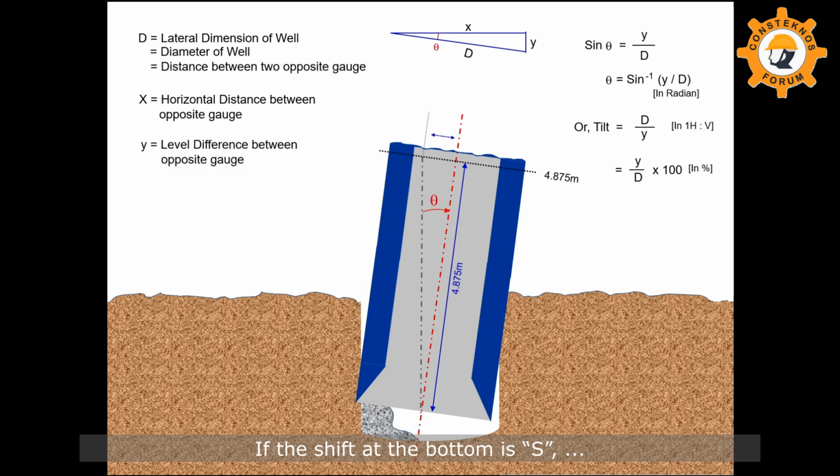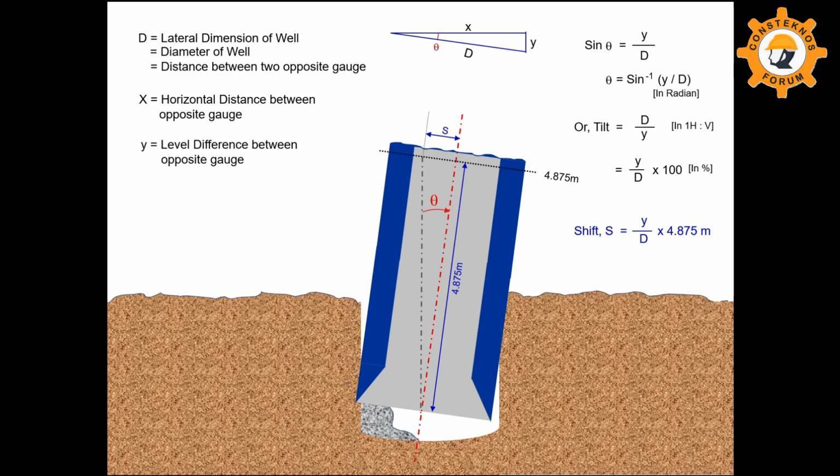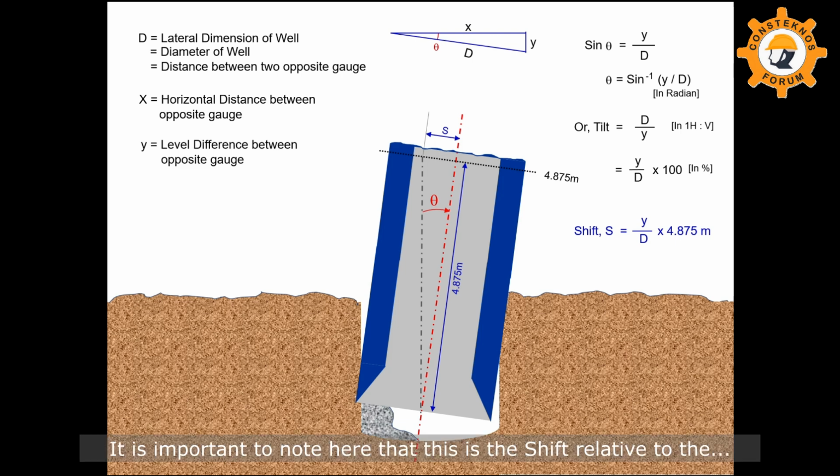If the shift at the bottom is S, then the amount of this shift will be equal to y divided by d multiplied by 4.875 meter. Similarly, bottom shift can be calculated in the perpendicular direction as well. It is important to note here that this is the shift relative to the top of the well and not an actual shift from the original design position of the well.